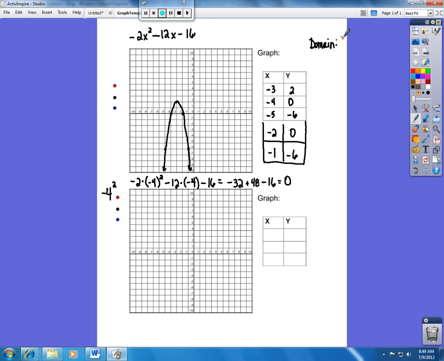The domain is going to be negative infinity to positive infinity. The range is the thing that's going to change from problem to problem. You will generally have restricted values for your range, because again, this is all possible values for y.